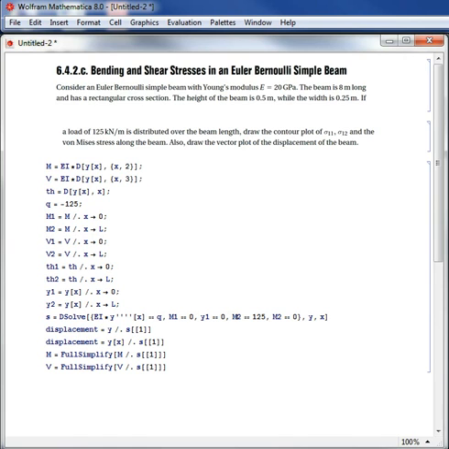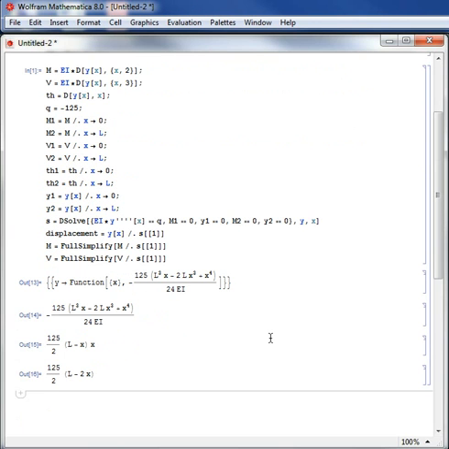The moment on the right is 0 and the deflection on the right is 0. Solve for y in terms of x. Then capture the solution in the displacement y of x utilizing the solution, then capture the moment after utilizing the assignment of the solution, and capture the shear after utilizing the solution. Shift enter. Here's the solution for the displacement, here's the moment, and here's your shear.